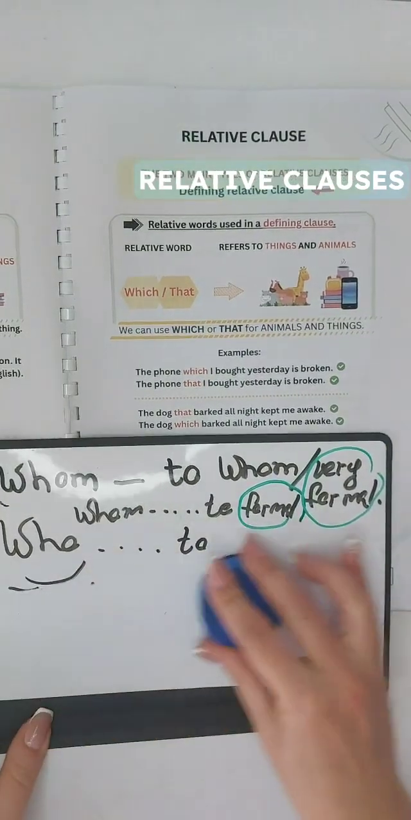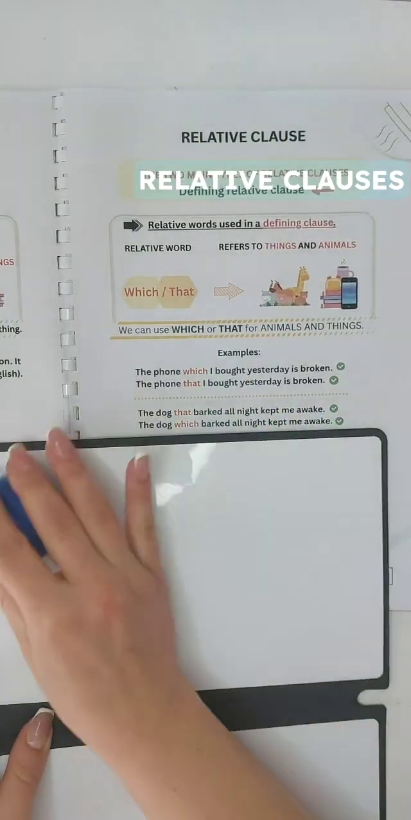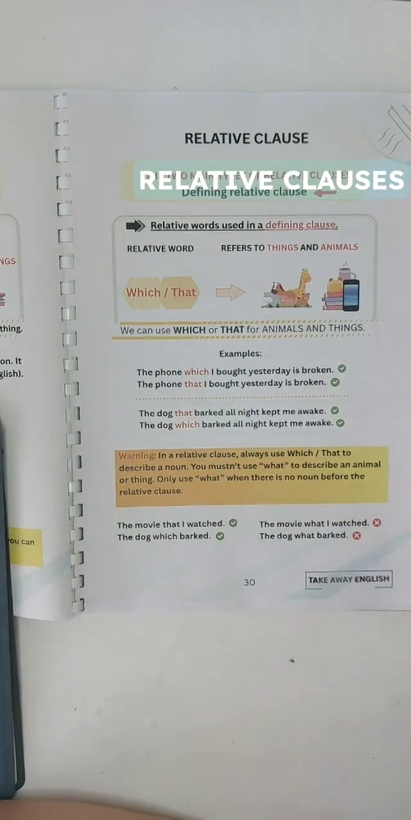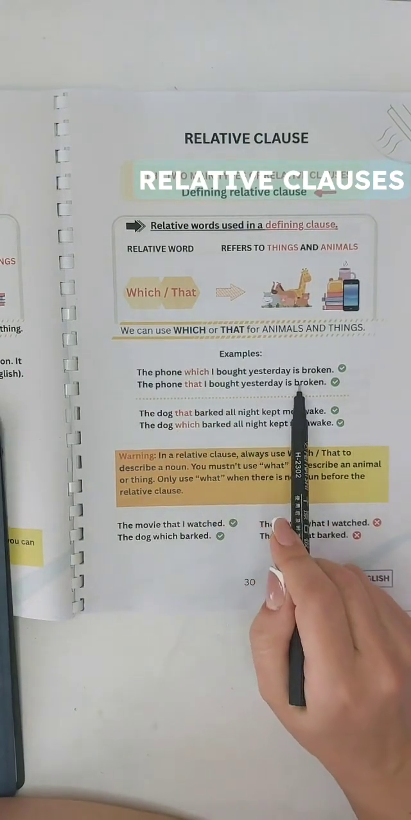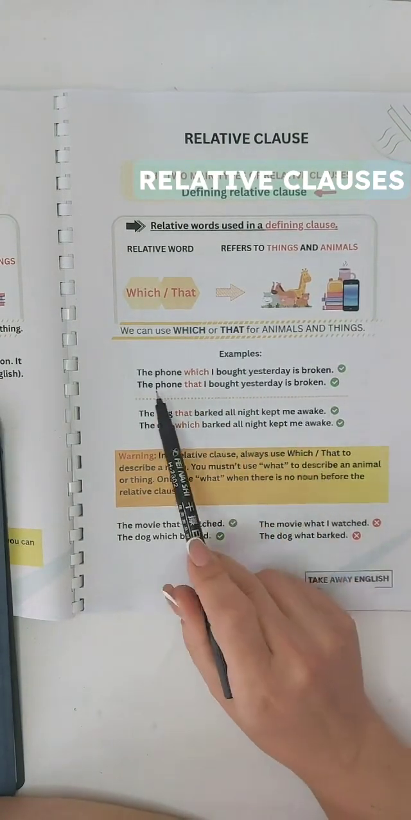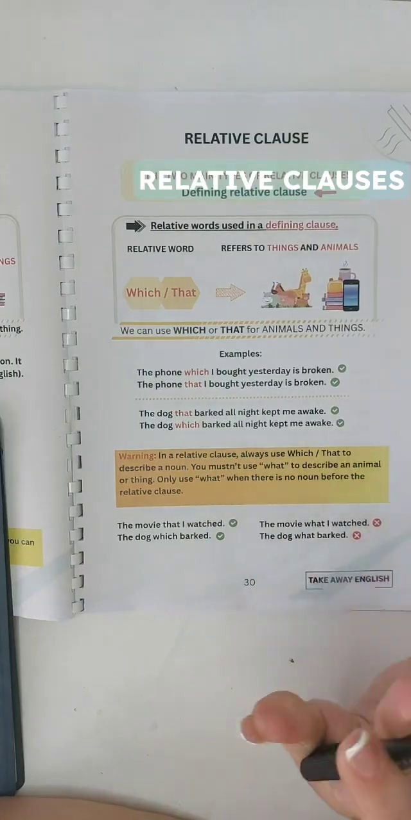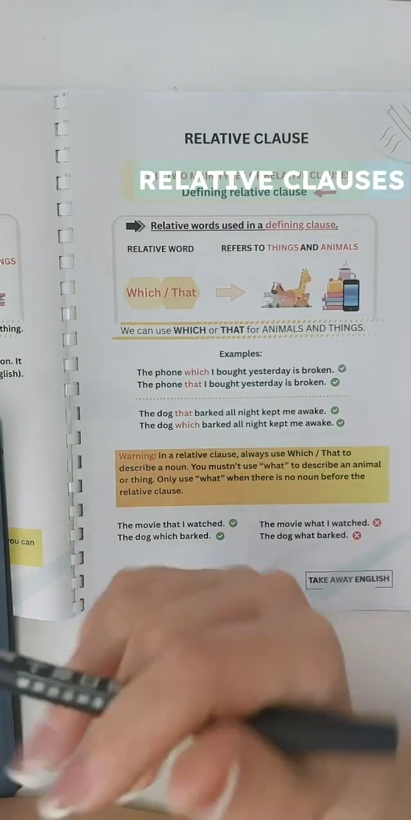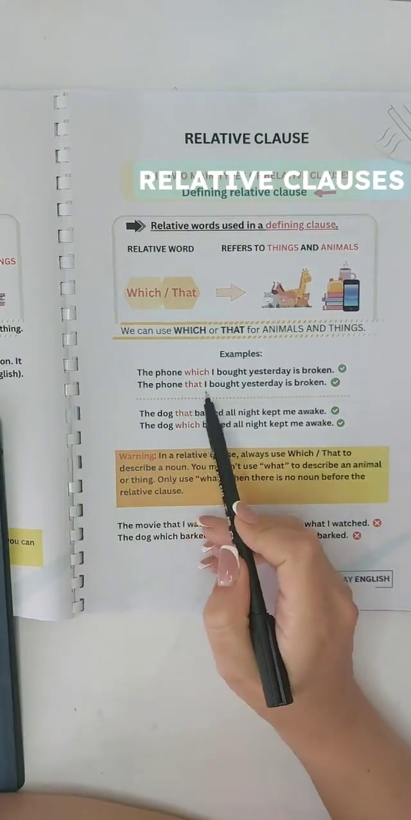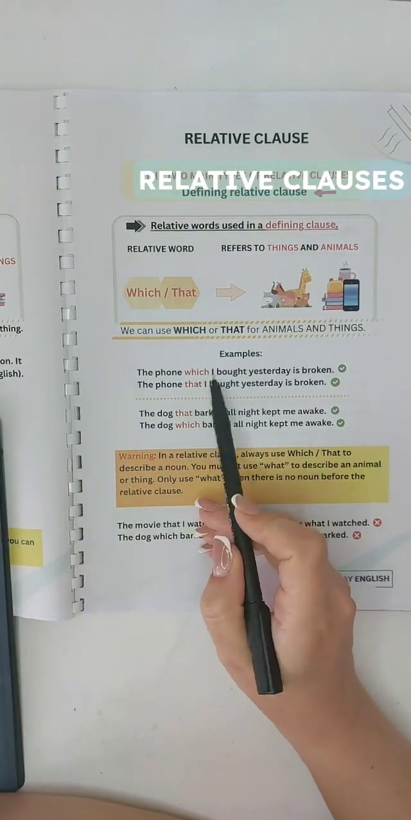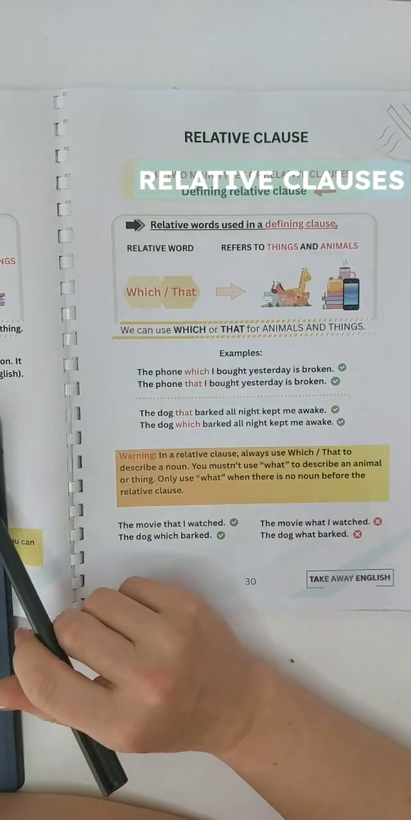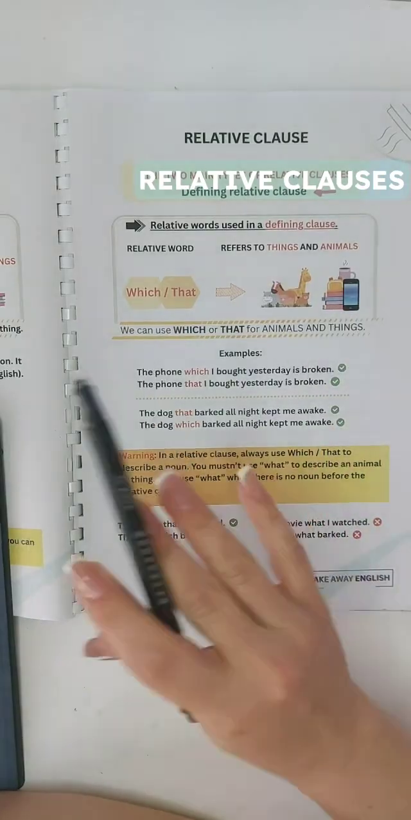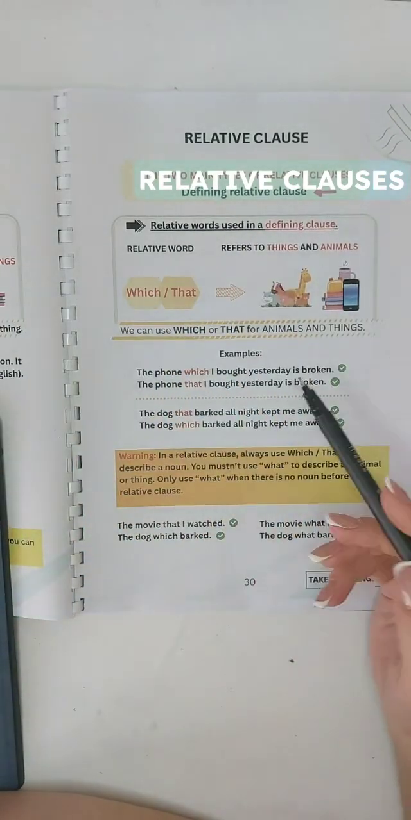We already know that we can use which for animals and things. The phone which I bought yesterday is broken, or the phone that I bought yesterday is broken. In American English, they usually use that in the defining relative clause when talking about things or animals. They don't use which.